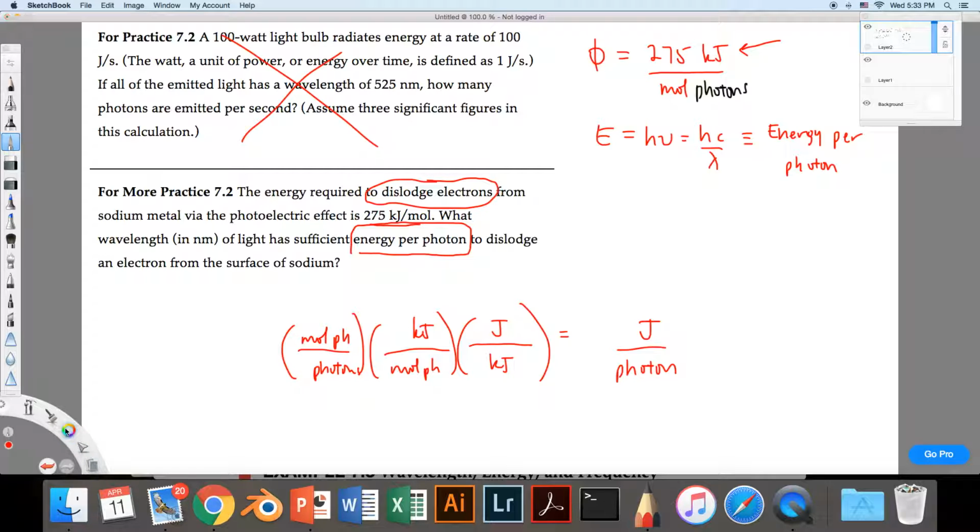Now this stuff will all cross off, right? Kilojoules cross off, joules I have, photons I have, and these guys cross off, right? So let's put the numbers in.